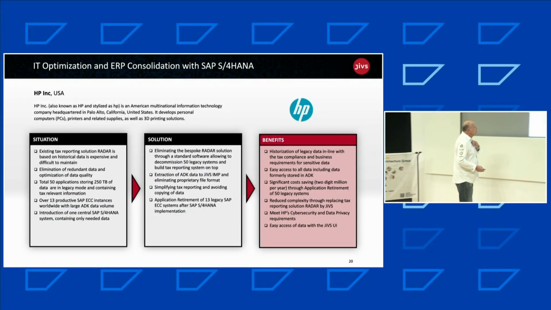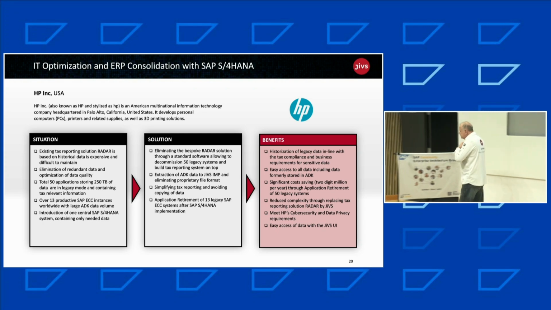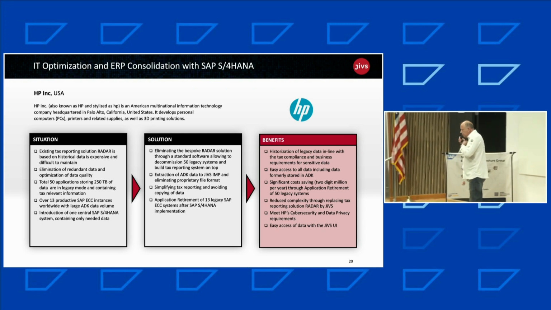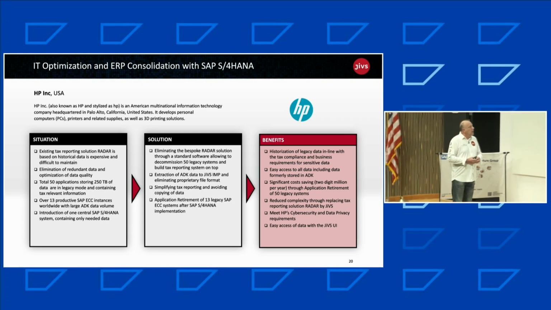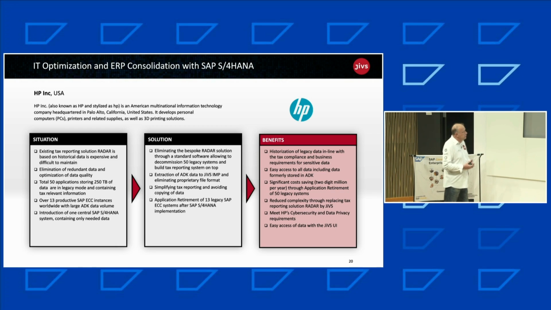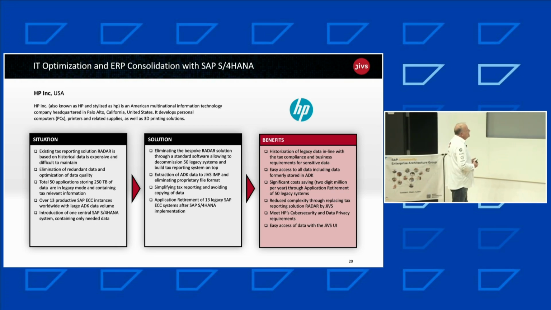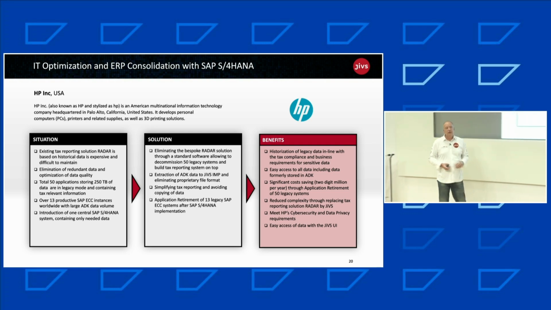HP is another customer of ours. Here the story was a little different. We didn't do the migration. We also didn't do it for SLB, by the way. We focused on the legacy system retirement topic. But this is really the core strength of JiVS at the end of the day. And HP Inc. in this case, they had a landscape of 50 applications with 250 terabyte traditional storage.